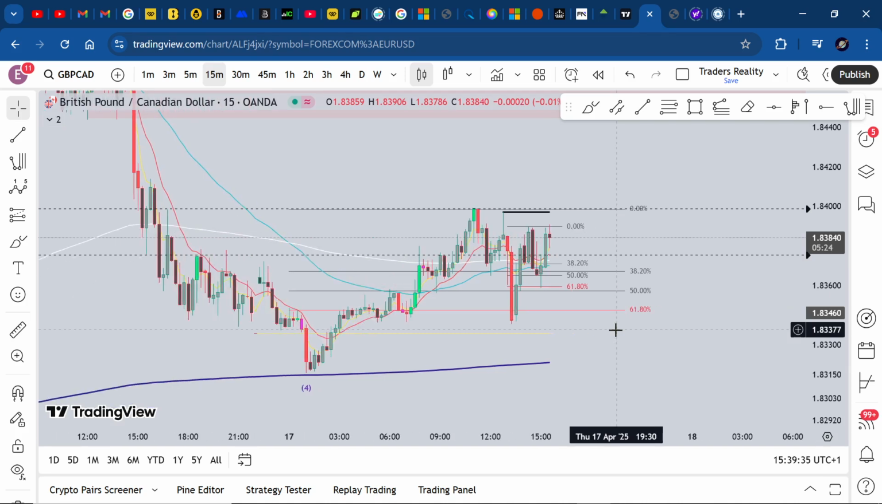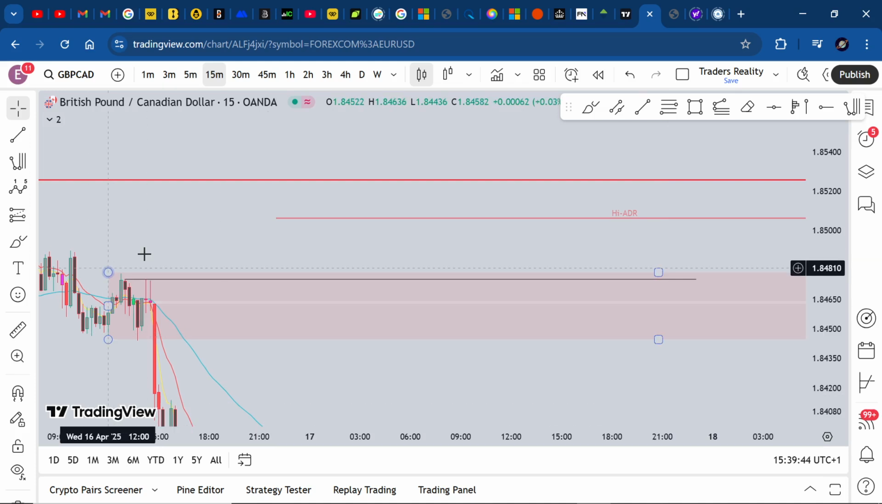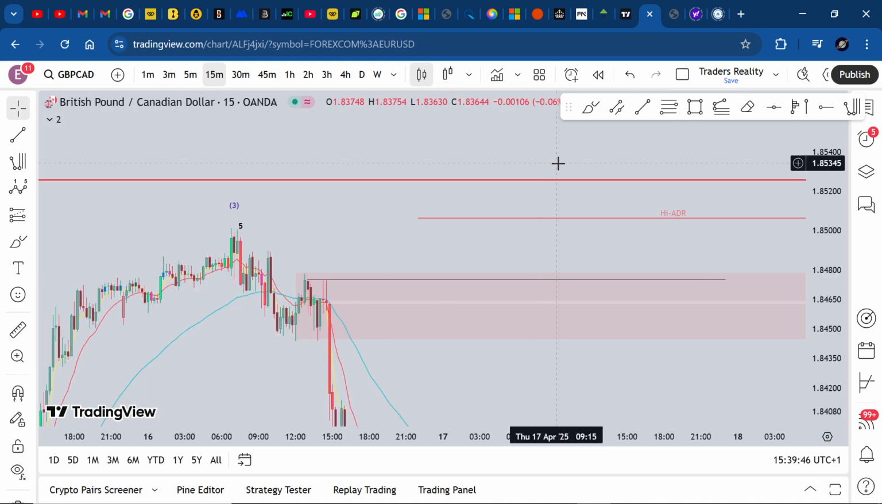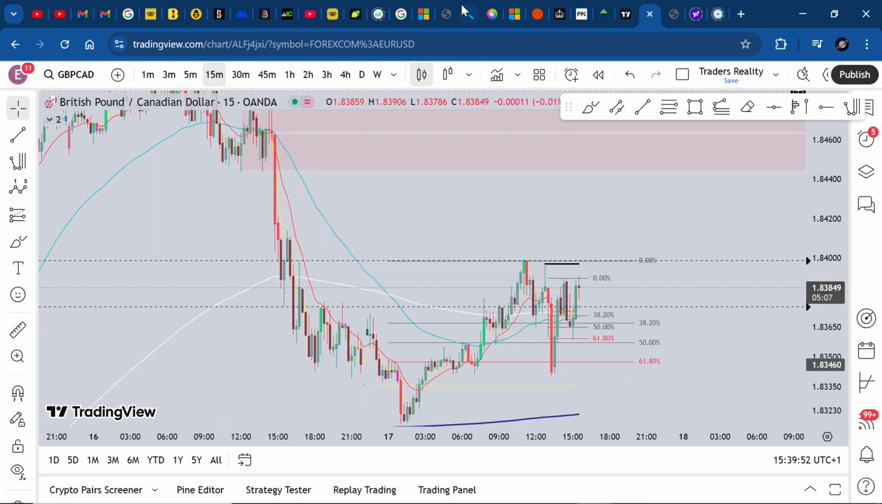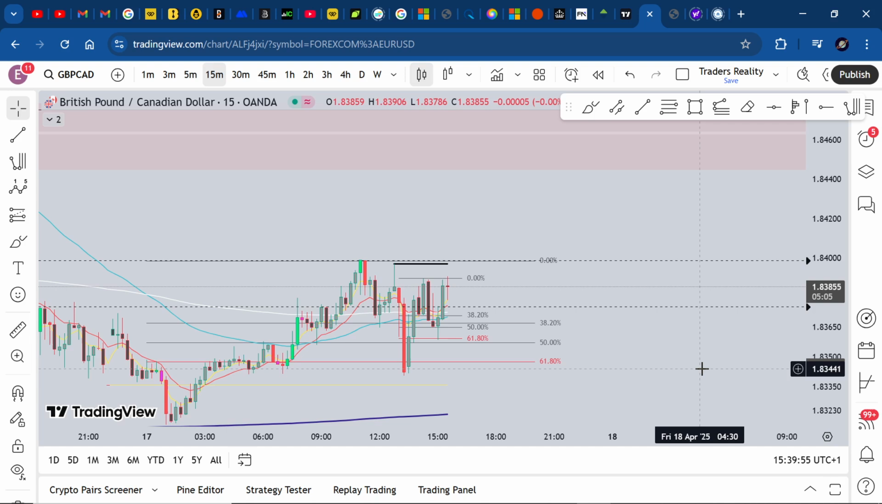And yeah, that's the analysis that I have here. We're in a buy zone. I would buy here, stop loss there, aiming to take out this high at least, and this high, sorry, at least up here. And I would aim for the red line also. Okay, that's GBPCAD.